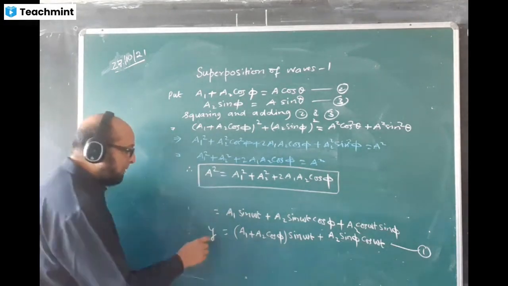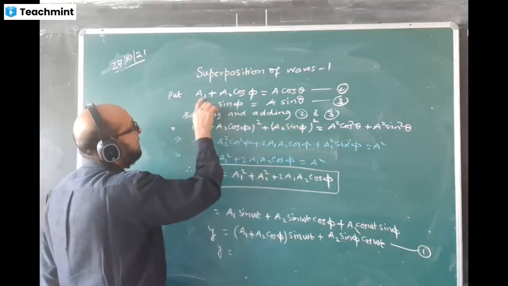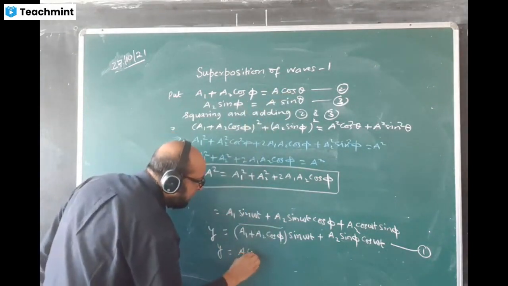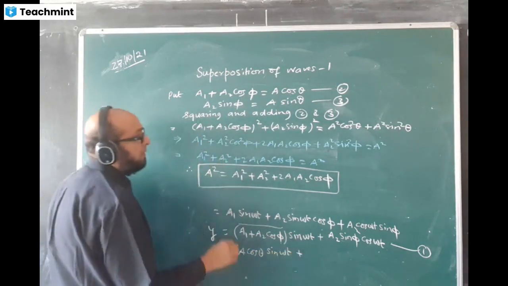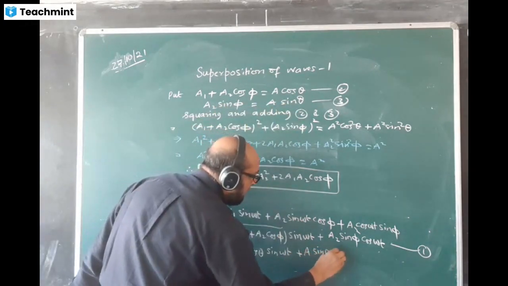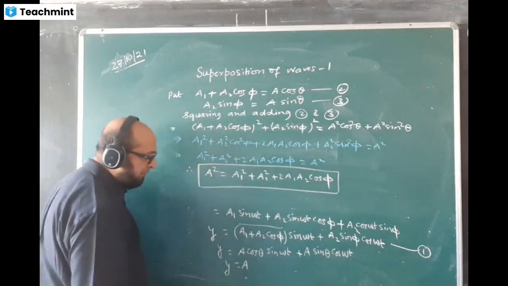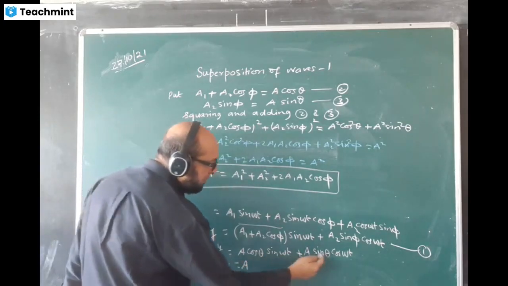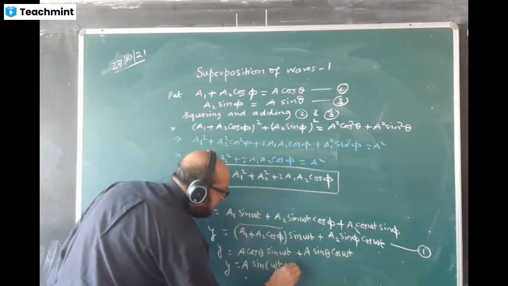Now I'll show you, if you follow this equation, y is equal to A1 plus A2 cos phi. Instead of this, I will write A cos theta, sin omega t plus A2 sin phi, which I write as A sin theta cos omega t. Take A common in both. If you take A common, you read it this way: sin a cos b plus cos a sin b. This will become the formula of sin (a plus b): sin(omega t plus theta).